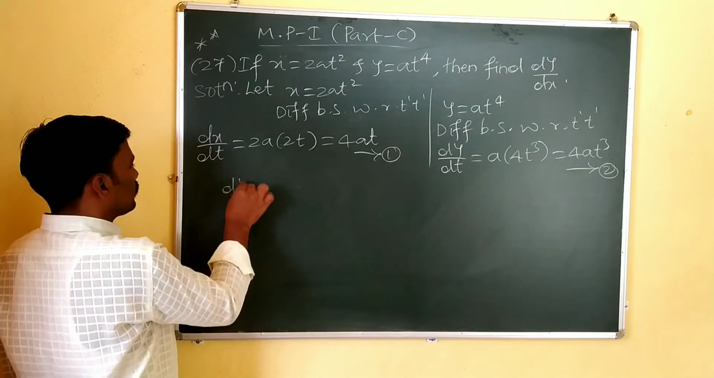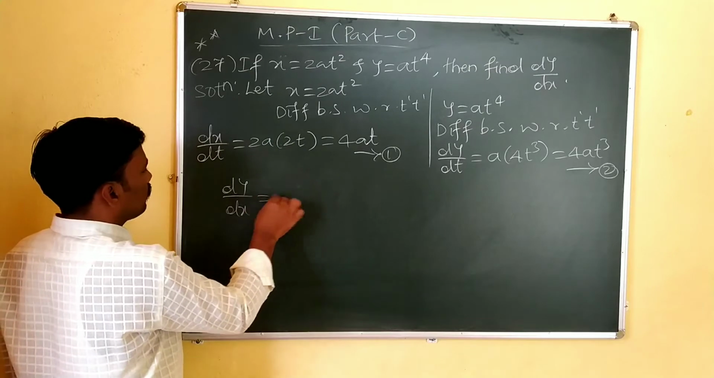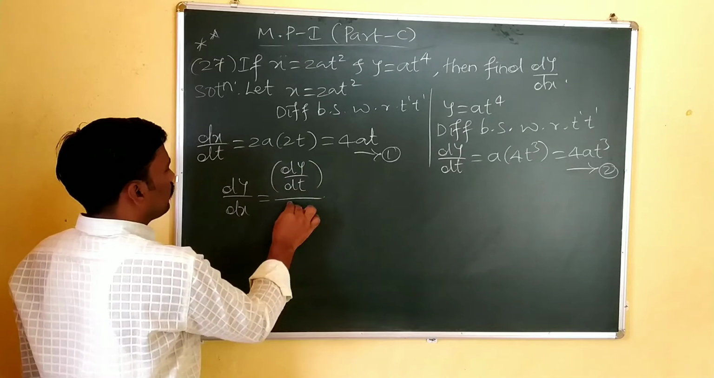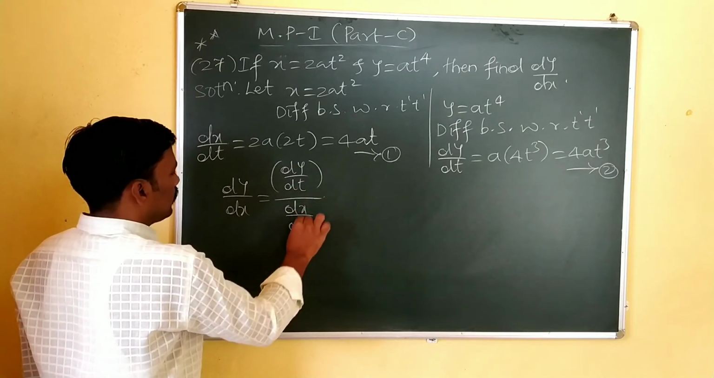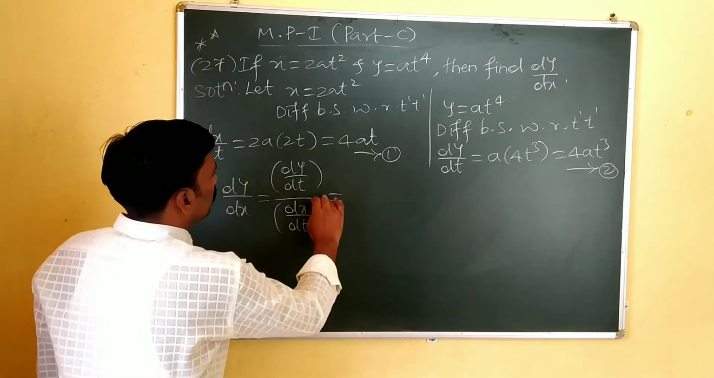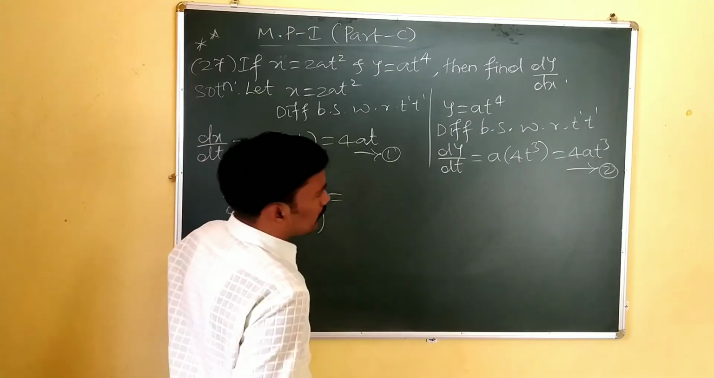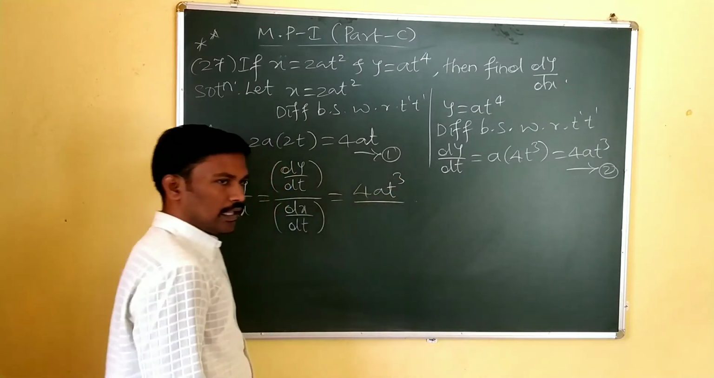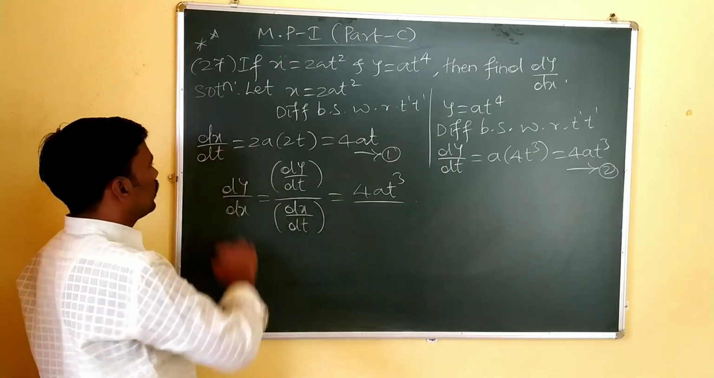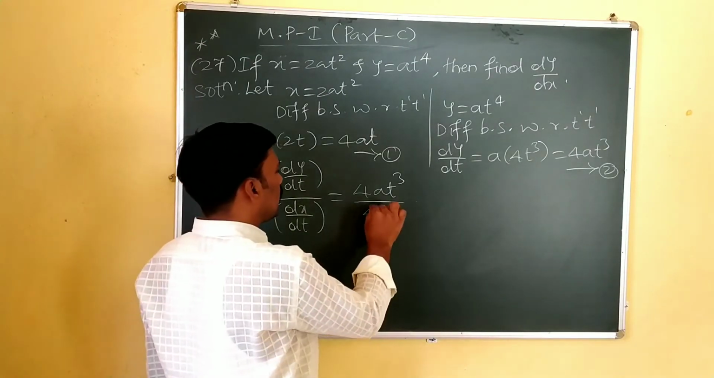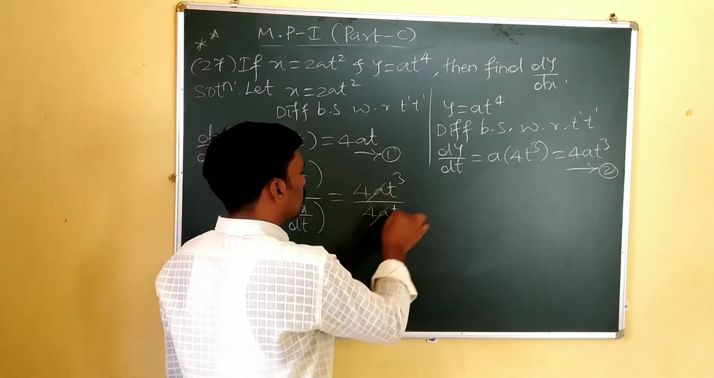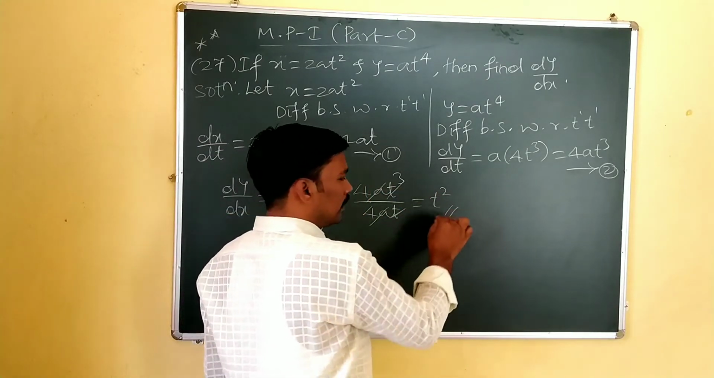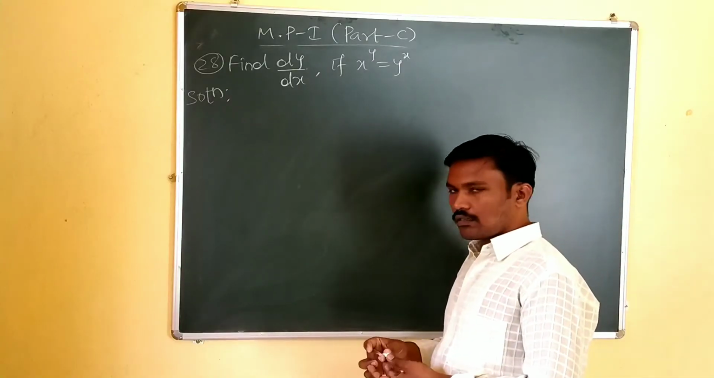Now, dy by dx is equal to dy by dt divided by dx by dt. That is equal to dy by dt value. So from the second equation it is 4at cube, and similarly from the first equation we can replace dx by dt by 4at. 4a cancel, and even one t will be cancelled in numerator. So t square will be the final answer. See the next question, number 28.